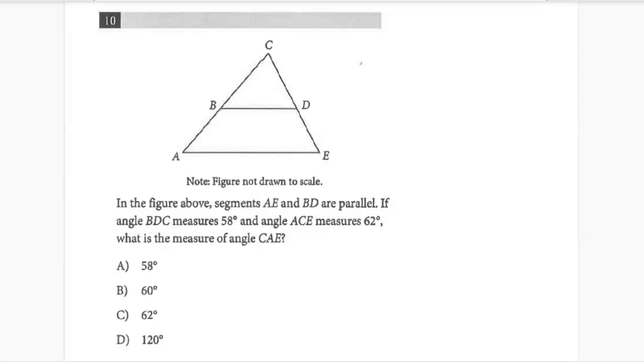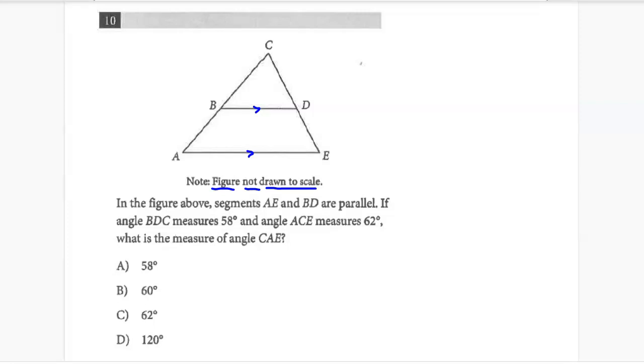Another geometry problem here. It says to be careful right here. Figure not drawn to scale. That means they usually try to trick you with the picture, so be careful. In the figure above, segments AE and BD are parallel. So AE and BD are parallel.